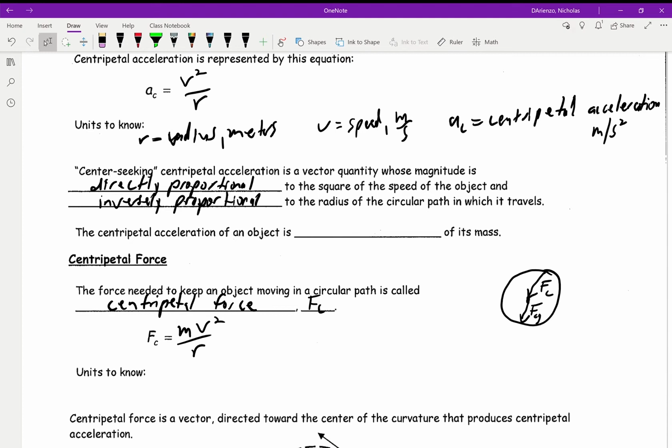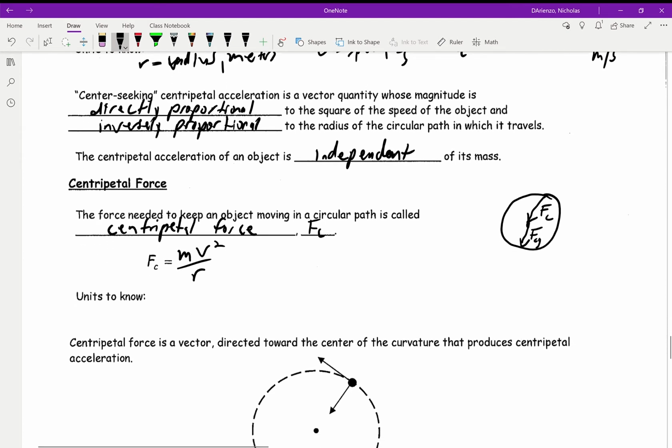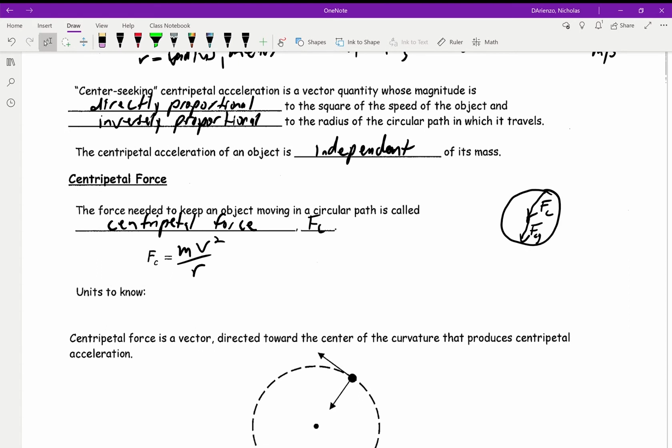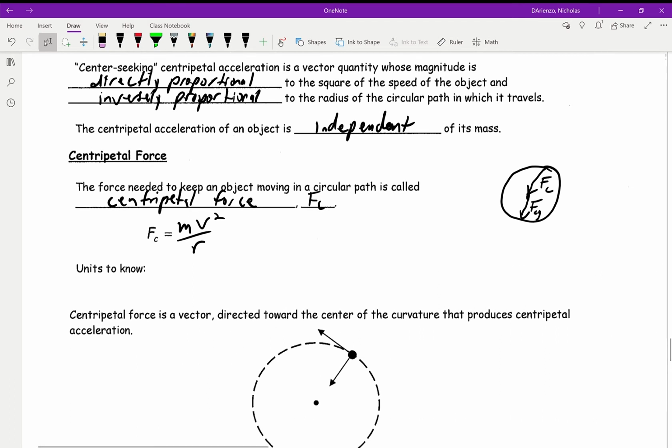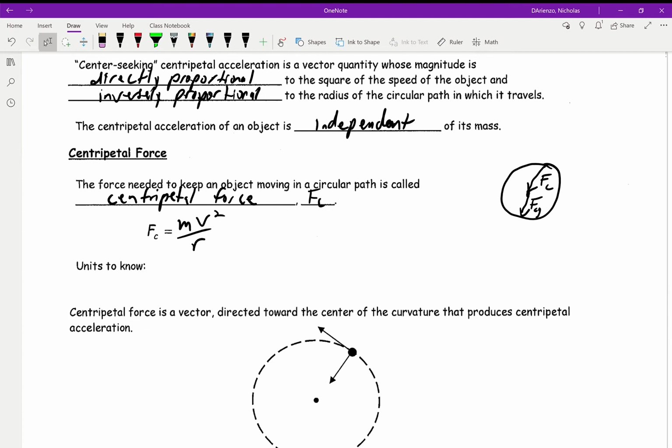the acceleration of that object is independent of its mass. So the acceleration is going to be the same regardless of whether it's a ball being swung around in a circle or a car driving around a roundabout. The acceleration is independent of the mass. When we look at centripetal force, the force is not independent of the mass. We do have a mass unit there that will affect the kind of force that the object is going to experience, depending on the change in mass.